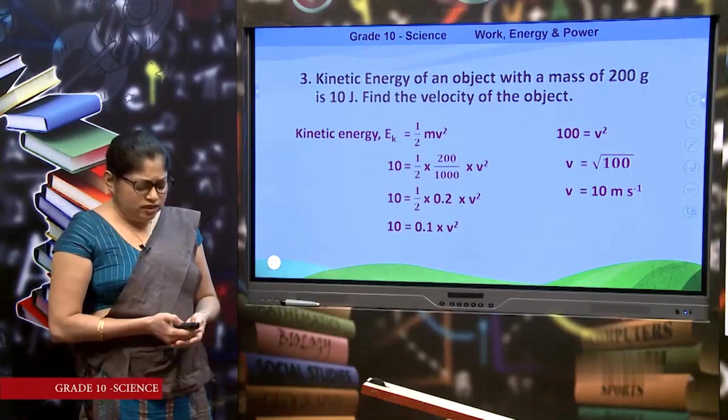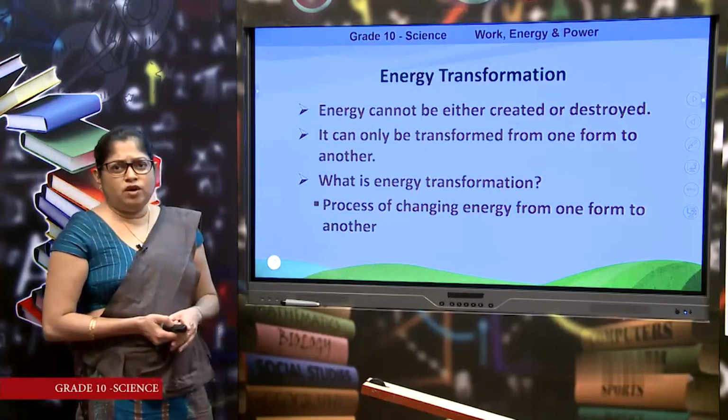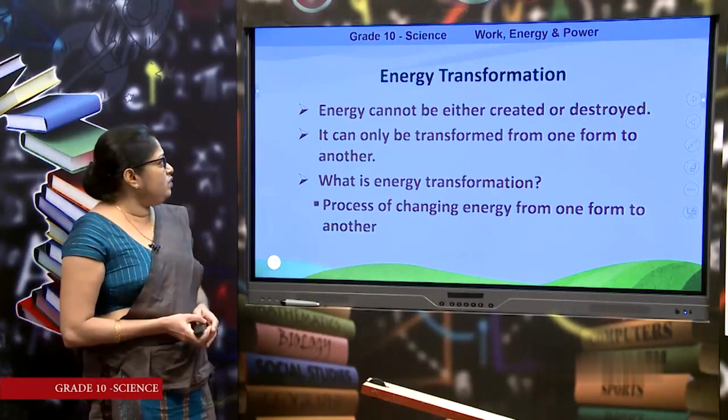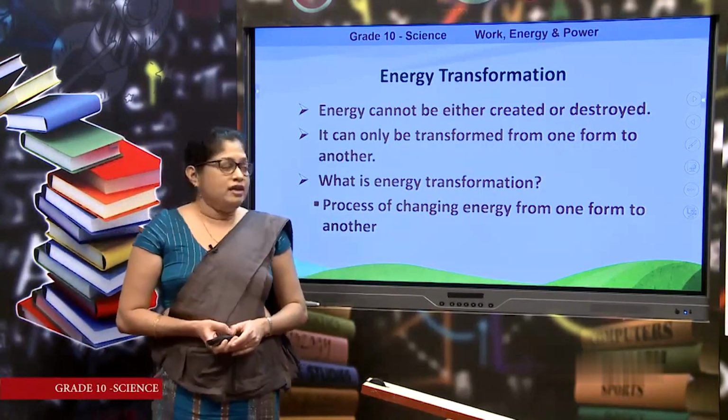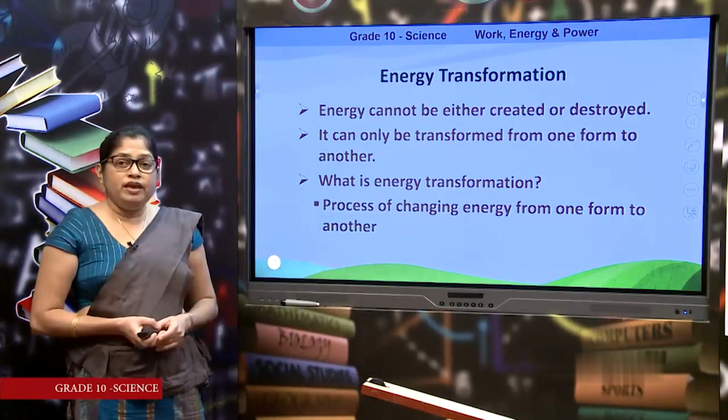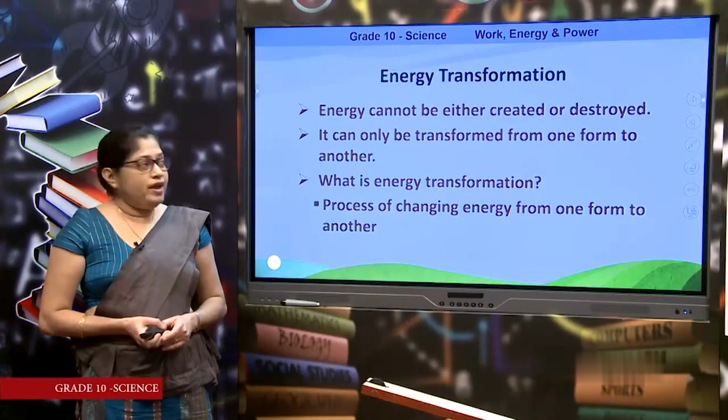So, with that knowledge, we will move into our next topic, that is energy transformation. The law of conservation of energy says that energy can neither be destroyed nor created.